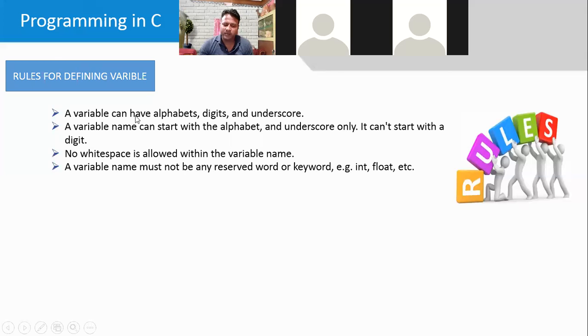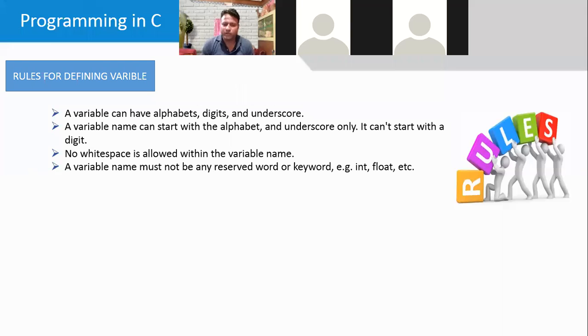Rules for defining a variable. A variable can have alphabet, digit and underscore. Variable name can start with an alphabet and underscore only. It cannot start with a digit. No white space is allowed within the variable name. Variable name must not be a reserved word or keyword, like int, float.